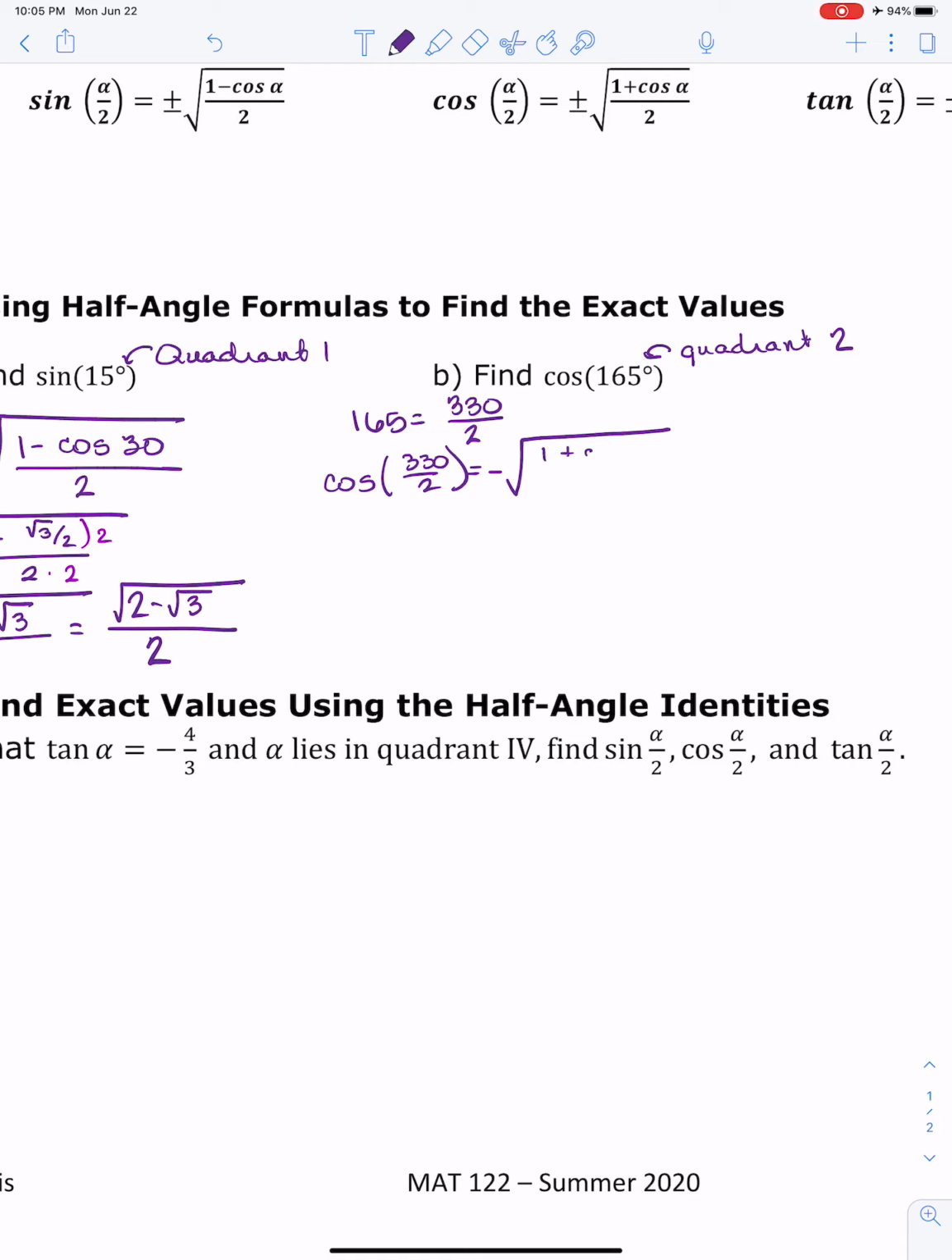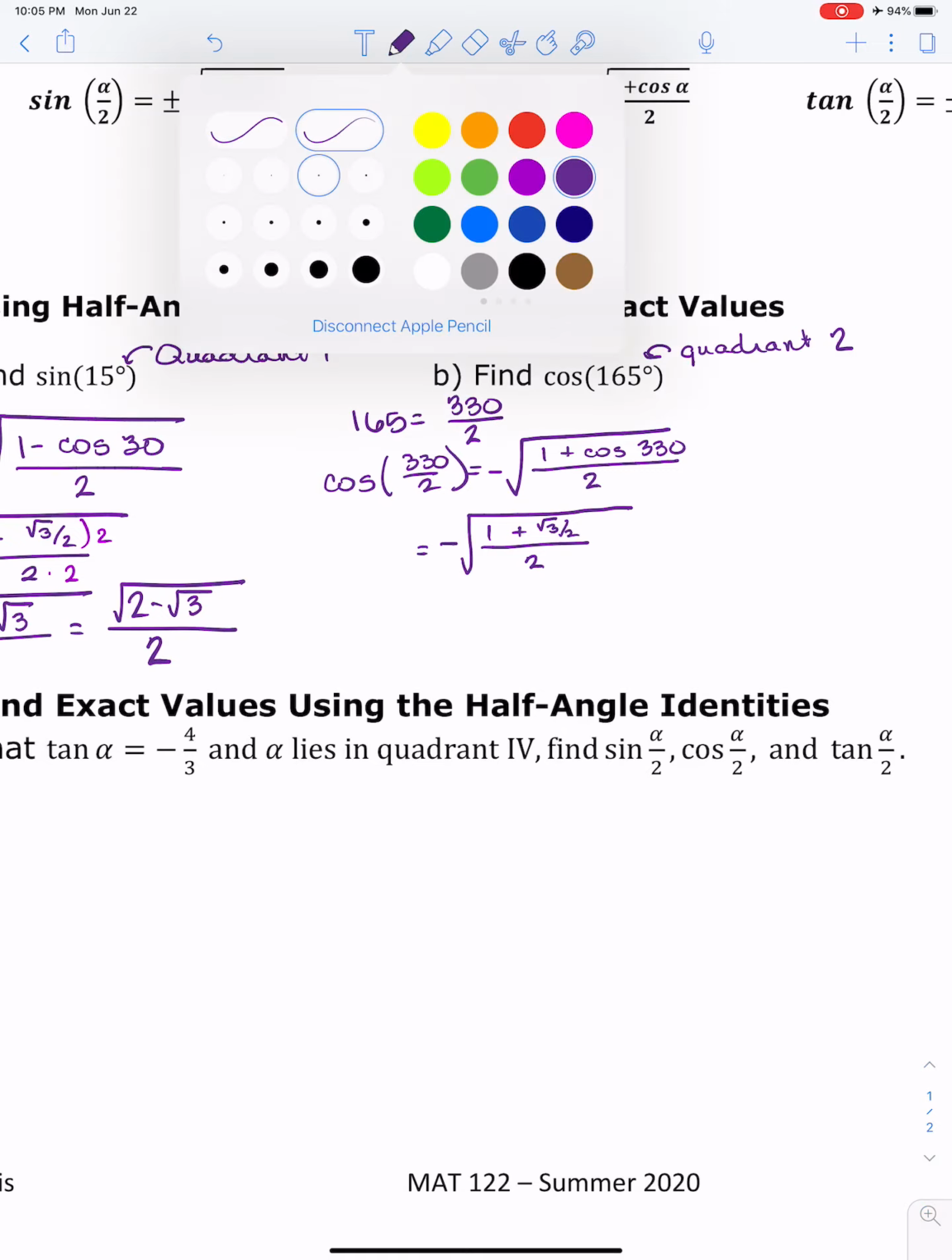So I got 1 plus cosine of 330 all over 2. So I got negative square root of 1 plus the cosine of 330, which is square root of 3 over 2, all over 2.